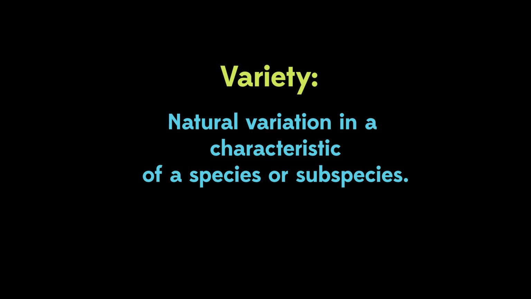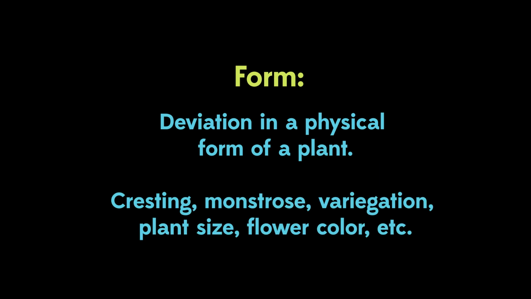Variety refers to a variation of a natural characteristic of a species or subspecies, such as cresting, variegation, and flower color. And form describes a deviation in a physical form of a plant and is often an aberration like cresting, monstrose growth, variegation, plant size, a different flower color than the main species, etc., etc. And I know those sound really similar and there are some more complexities to the difference between variety and form, but I wanted to keep it simple for now and focus on how they will appear in a botanical name.